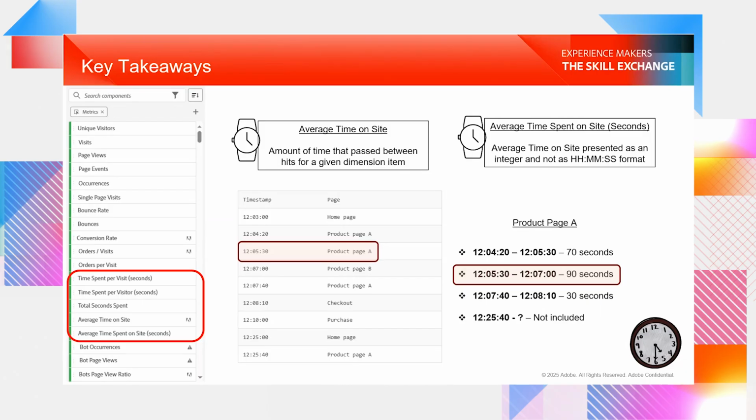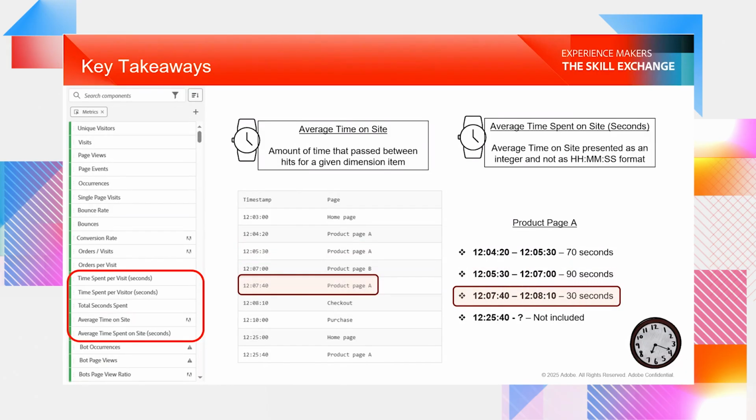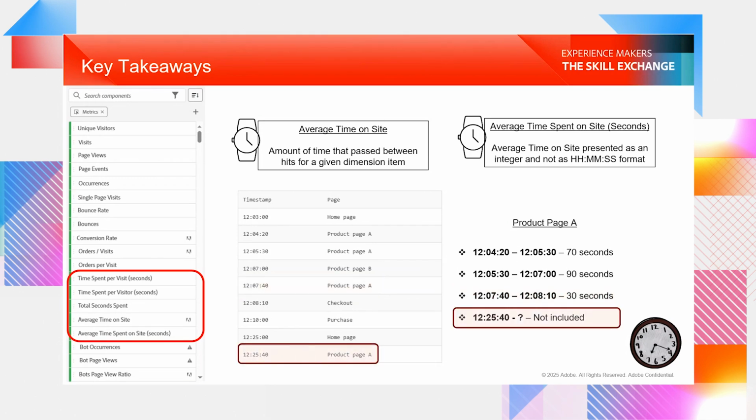Then the customer comes back to product A at 12:07 and 40 seconds, and they stay there until they move to the checkout, giving them a total of 30 seconds for that interaction. They do a few more actions, and then finally they come back to product A, but that's the last hit of their visit. So that fourth interaction with product A doesn't have an endpoint. This means that it won't be used in the calculation since we don't know how long they actually spent on it.